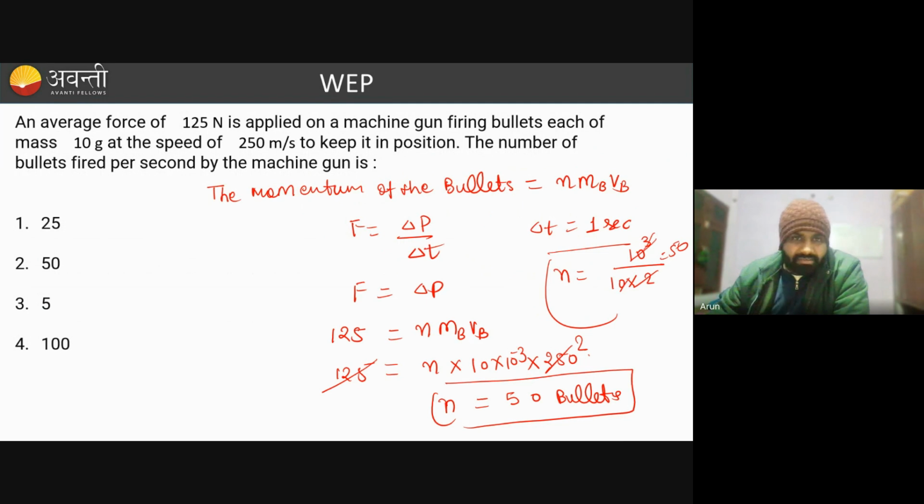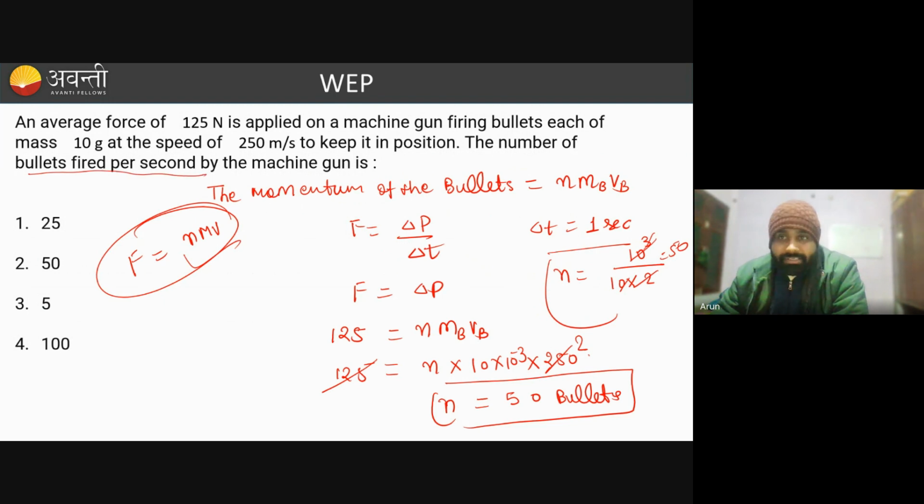Got it? So simple. In these types of questions, you need to apply the formula F is equal to nmv. But remember here, the bullets fired here are per second. If it is per minute, then this scenario will change. You have to convert that into per second, then you apply this formula. Okay.